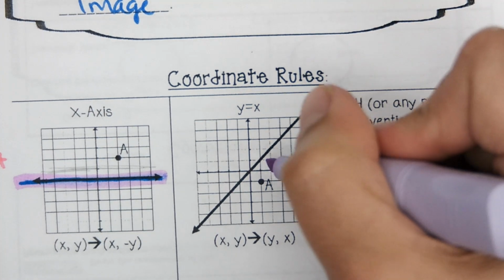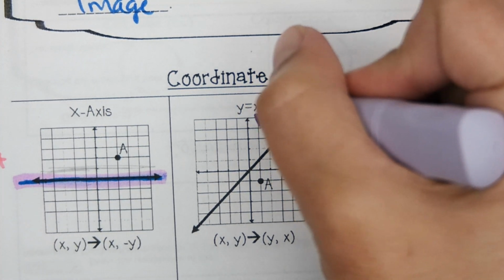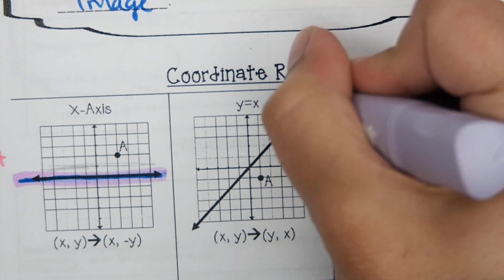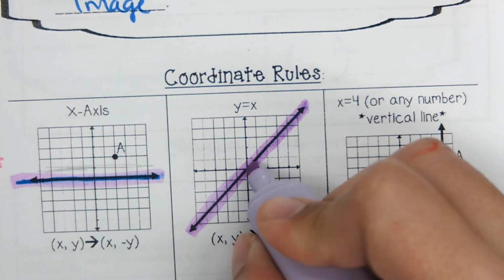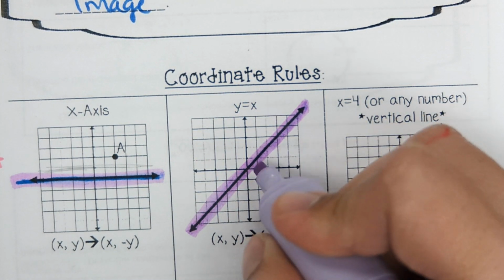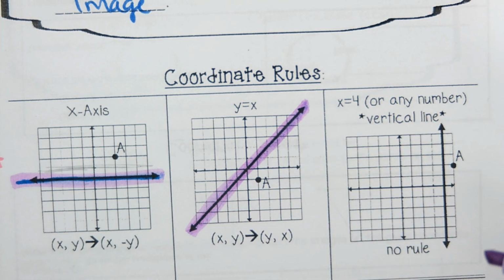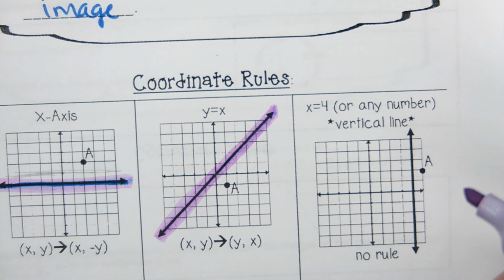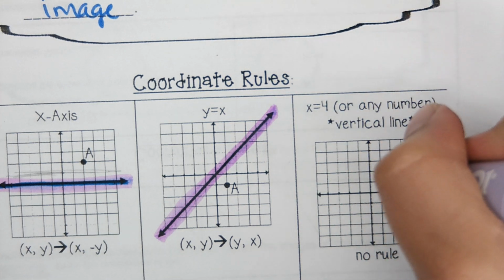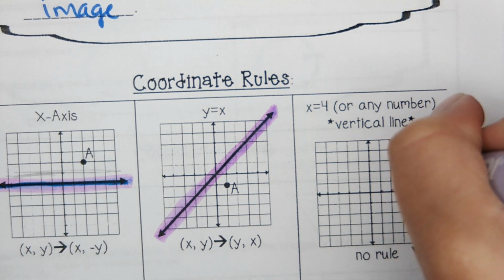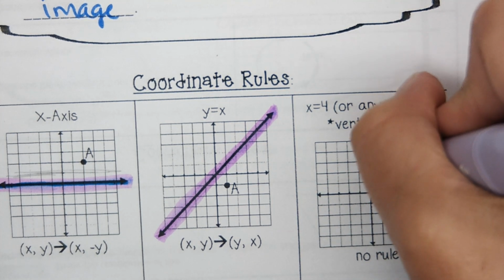This one, we're going to reflect A over the line y equals x. The line y equals x is a diagonal, and it has a positive slope. So it just goes right through the origin. It has a slope of 1, up 1 over 1, like that. So that is the line y equals x. Then here, it says the line x equals 4. So you just find x equals 4 right here and draw a line through it.